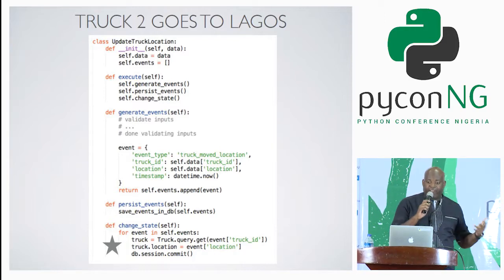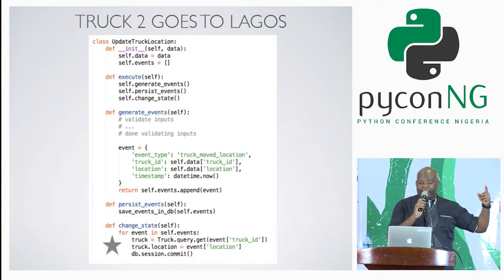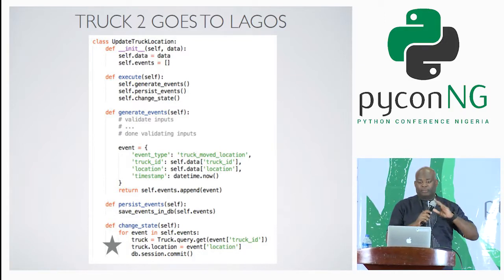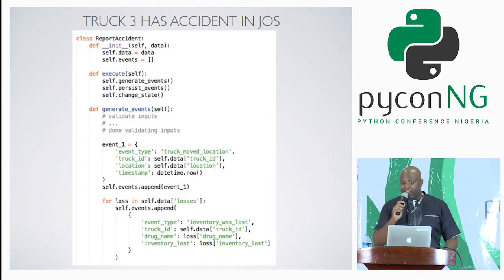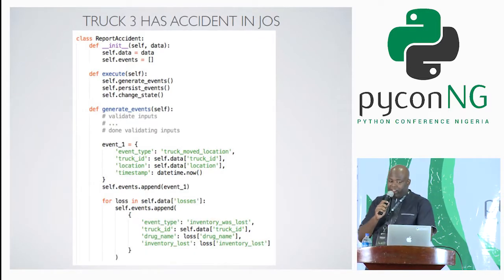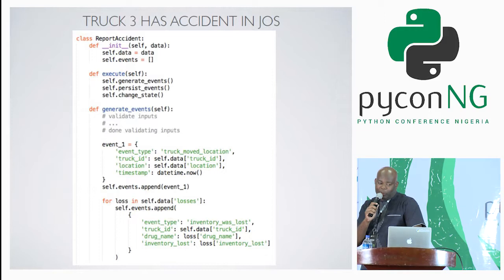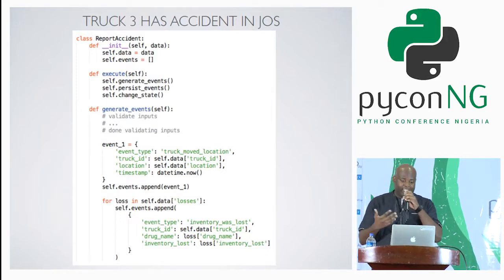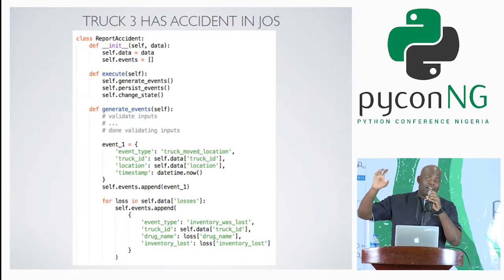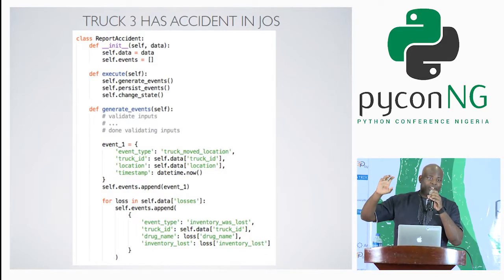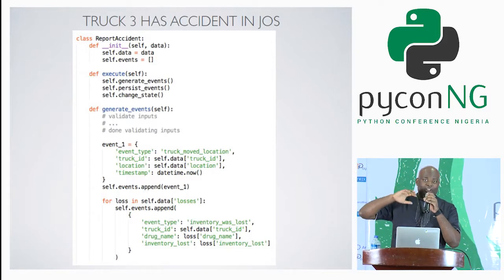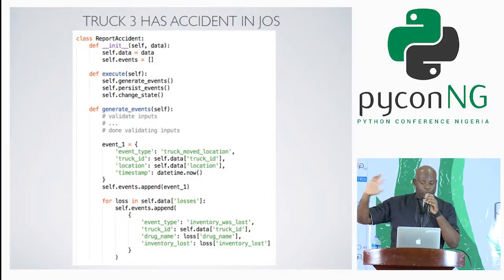So in an event-driven application, really 3 things happen, right? Like I said, first an event is generated, then you persist that event, and then you change the state. So this is what that looks like. We have the event that happened, truck moved location. Can you guys see it? All right, cool. You have the truck ID, you have the location, and you have the timestamp, right? So now you have a concrete event that happened. You can never change that. No one can ever say that didn't happen, and you store it off somewhere.